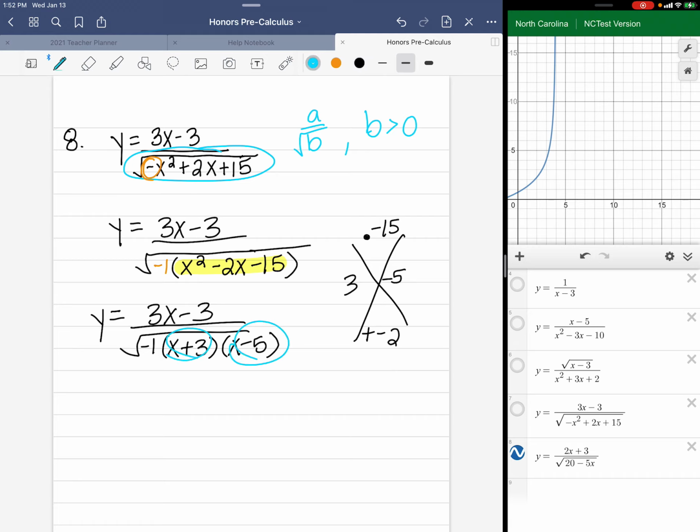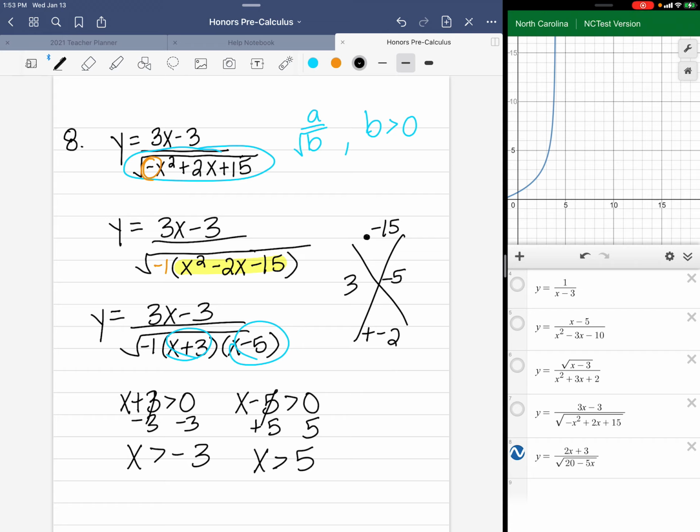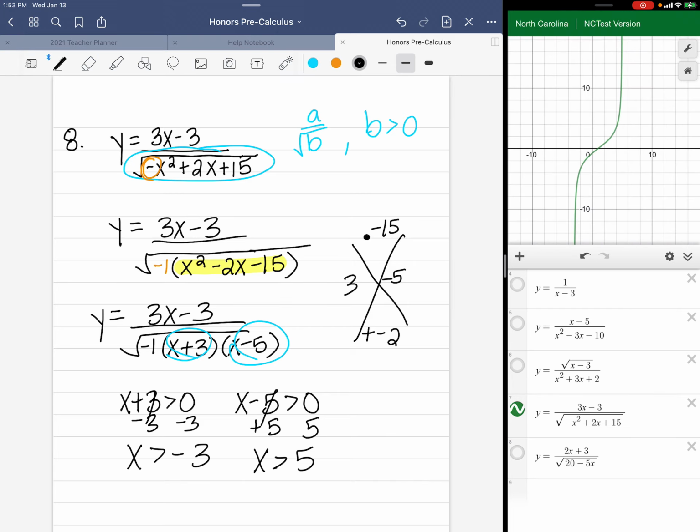So now we're going to take our two pieces that have an x variable, and we're going to say x plus 3 is greater than 0, x minus 5 is greater than 0. All right, so for this one, I subtract 3. This one says that x has to be greater than -3. And this one says x has to be greater than +5. So we got kind of two inequalities that are battling each other right now. So let's look at the graph and see which one is going to give me what I'm looking for.